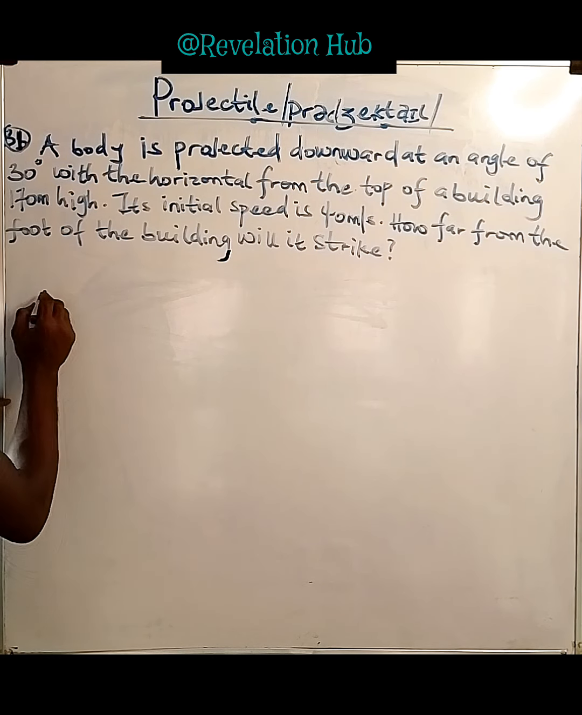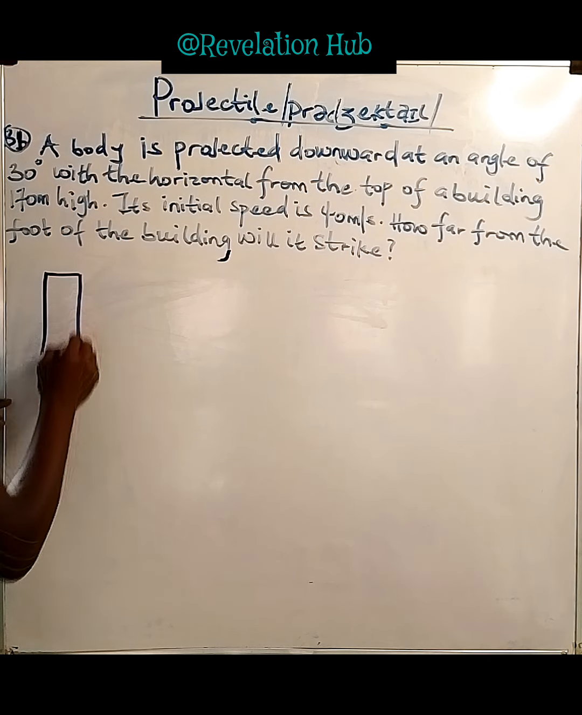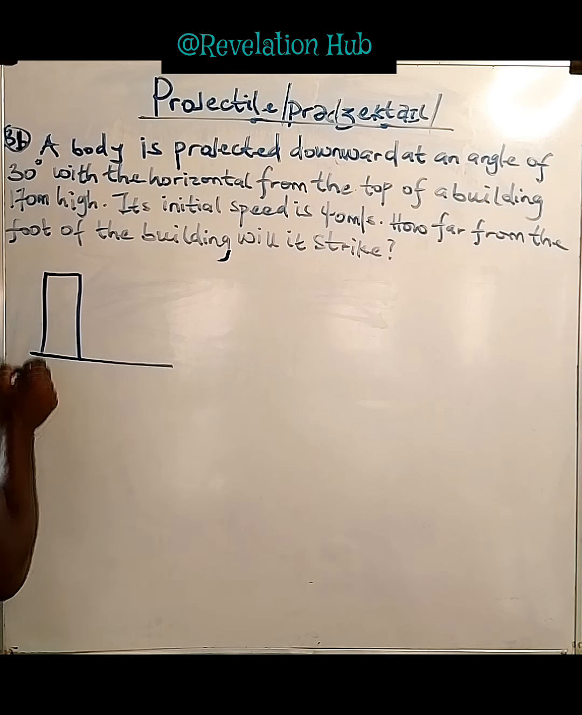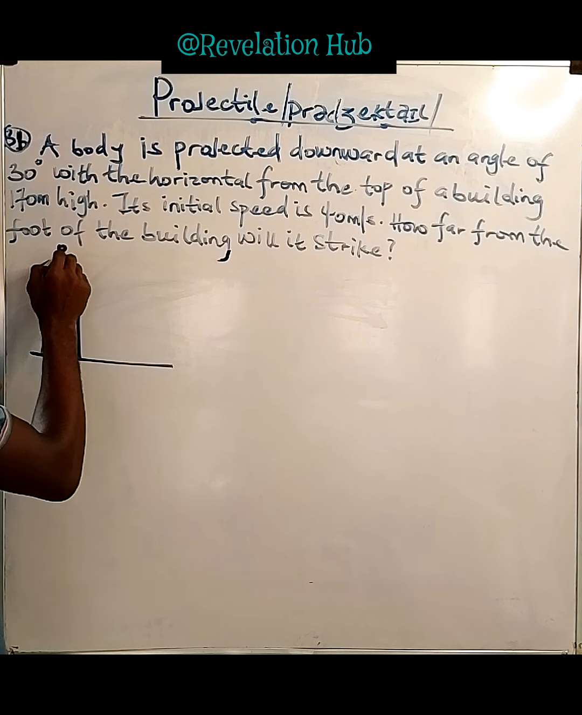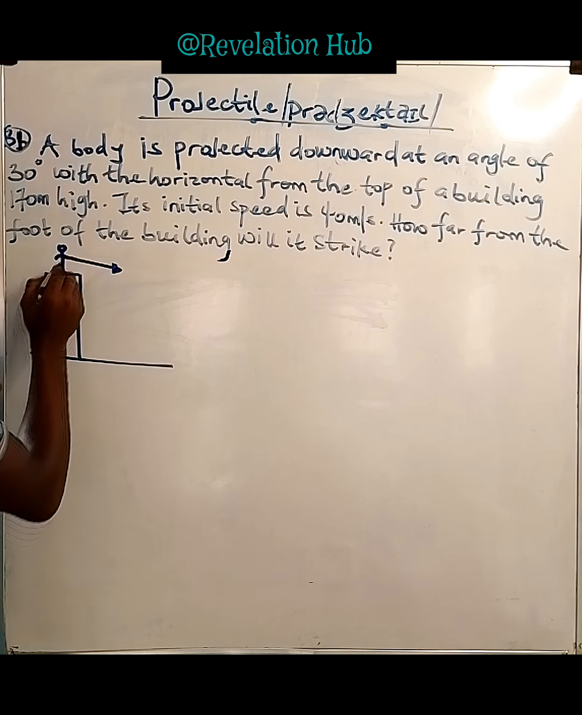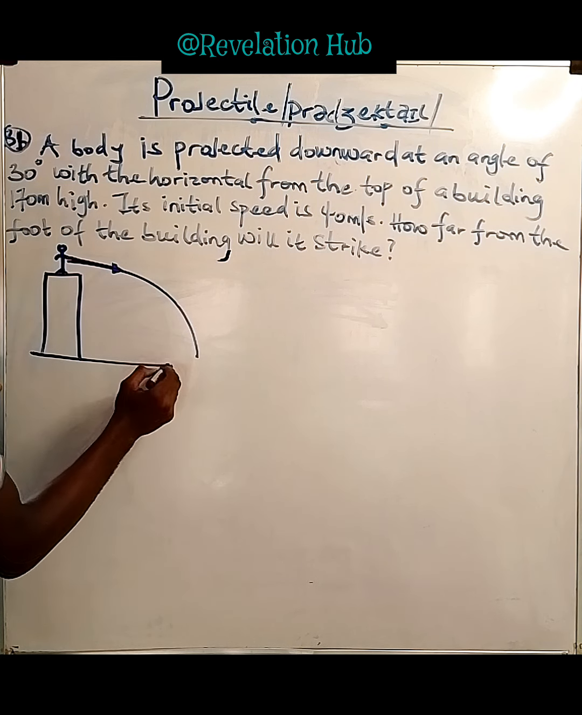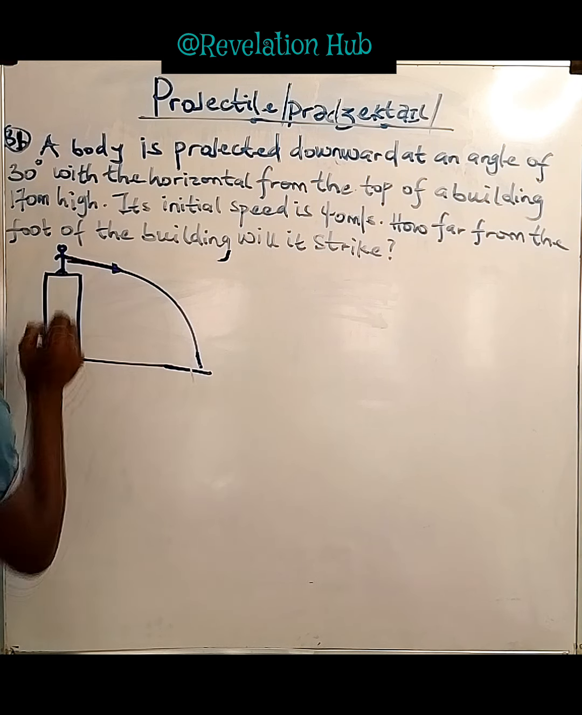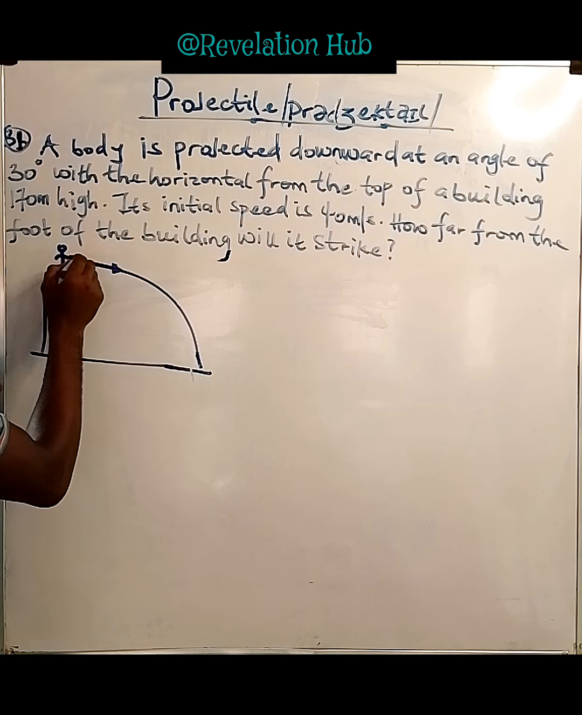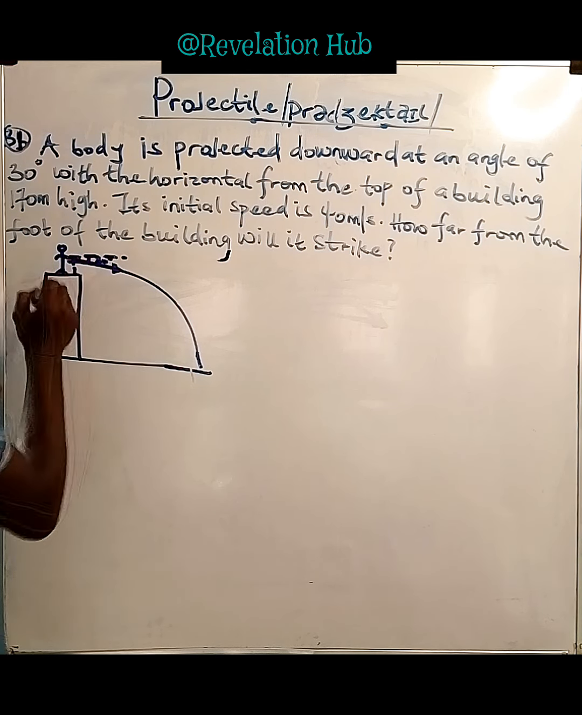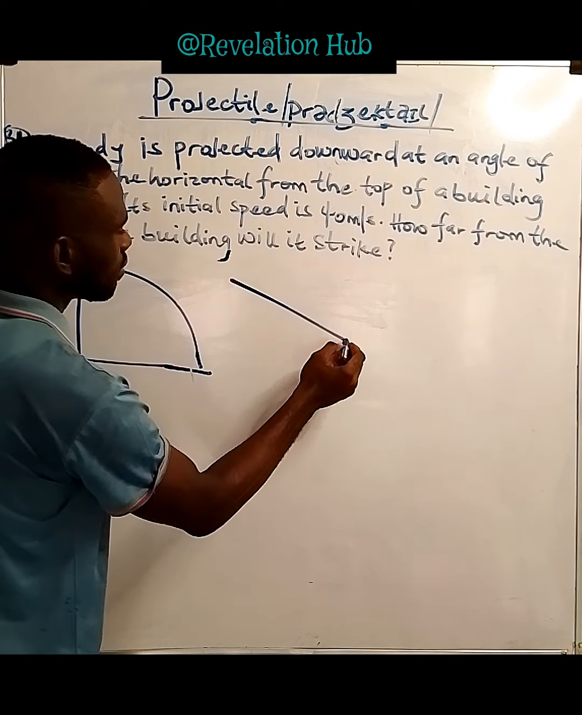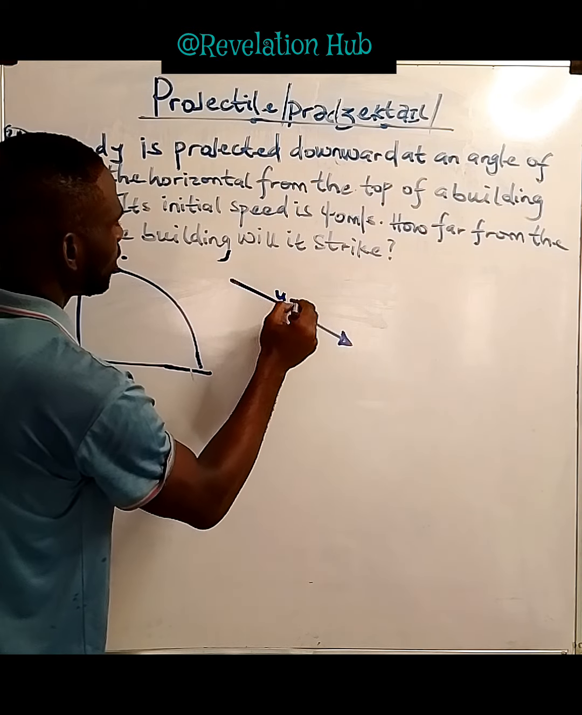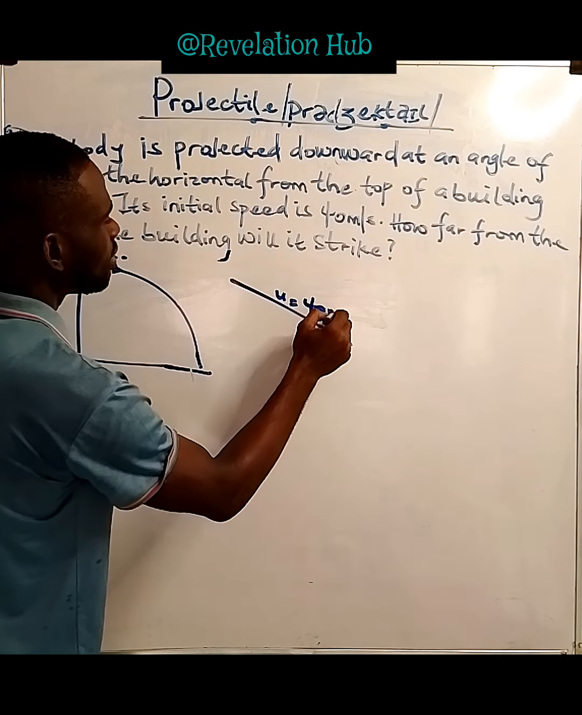So here's the building. You have a building like this, and somebody stands here and projects this body downward like this. So this body was projected downward at an angle of 30 degrees with the horizontal. Angle of 30 degrees with the horizontal. So that's what we have here. The initial speed is 40 meters per second.